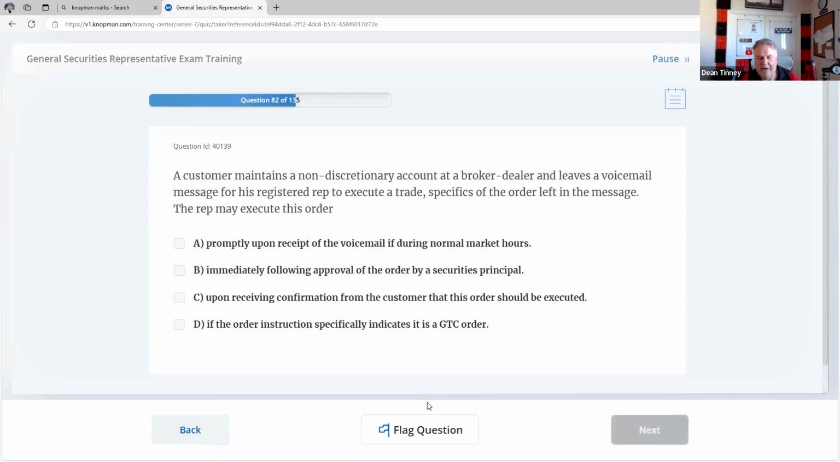A customer maintains a non-discretionary account at a broker-dealer and leaves a voicemail message for his registered rep to execute a trade. Specifics of the order left in the message. The rep may execute this order.